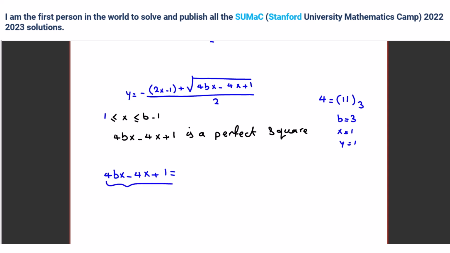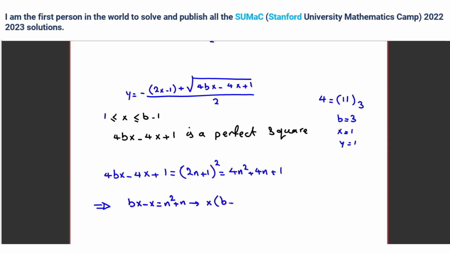Oh, perfect square divisible by 4. No, this number is not even. It's odd, right? Yeah, odd. So we can write it as what square? 2m plus 1 squared. Exactly. Then what can we conclude? We can say 4n squared plus 4n plus 1. Then what? Then you can get bx minus x equals n squared plus n. So we can say x times (b minus 1) is n squared plus n, right?